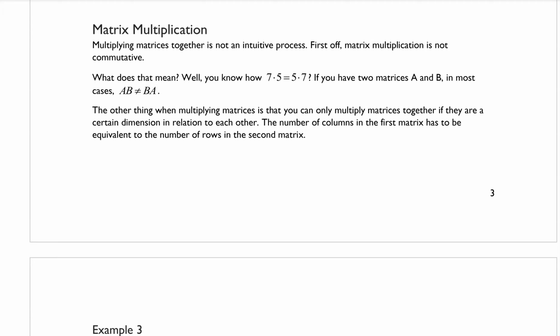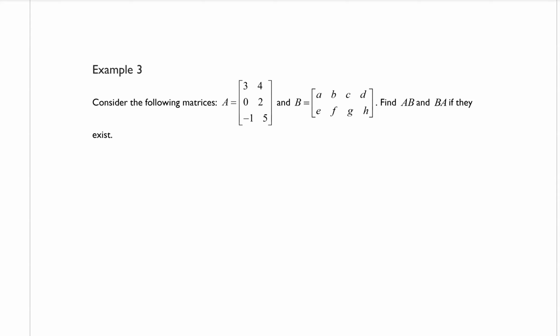So example 3 says, consider the following matrices. A, which is a 3 by 2 matrix with the entries 3, 4, 0, 2, -1, 5. And then capital B is a 2 by 4 matrix because it has 2 rows and 4 columns, and the entries from left to right are A, B, C, D, E, F, G, and the last entry is H. So the example is wanting us to multiply A times B and B times A if they exist.